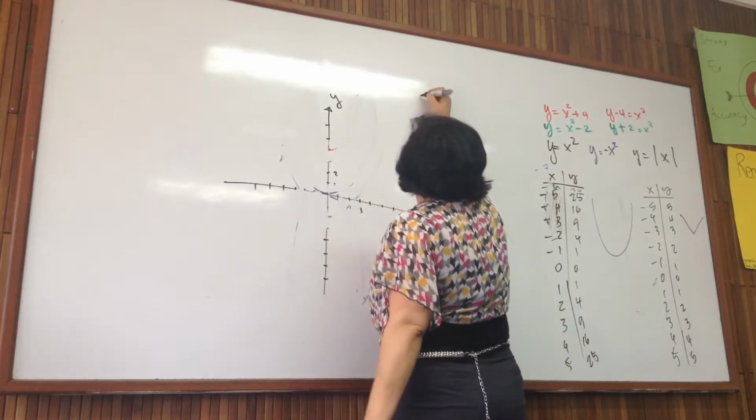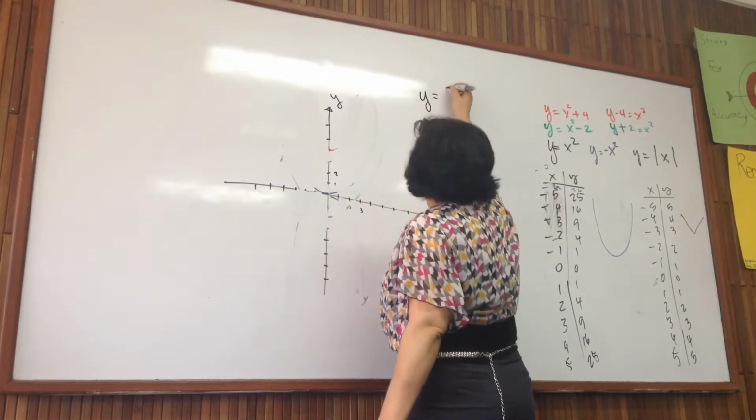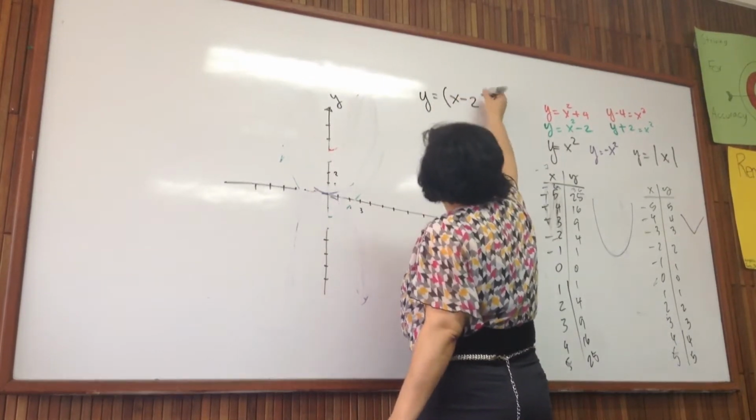So let's say that I write y equals (x minus 2) squared.